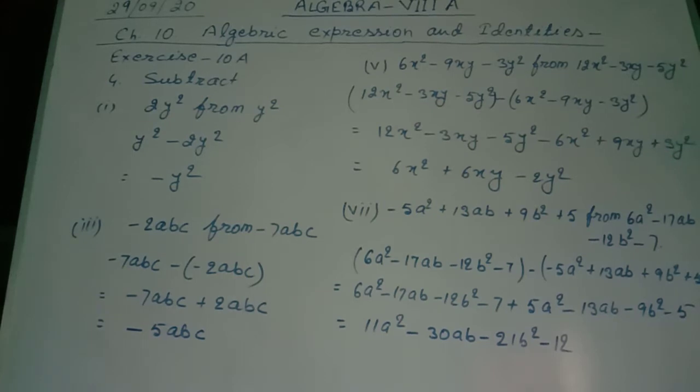In the period of algebra, we are solving exercise 10A, algebraic expression and identities. Question number 4. The question is to subtract the following expressions. Roman number 1. Subtract 2y square from y square.